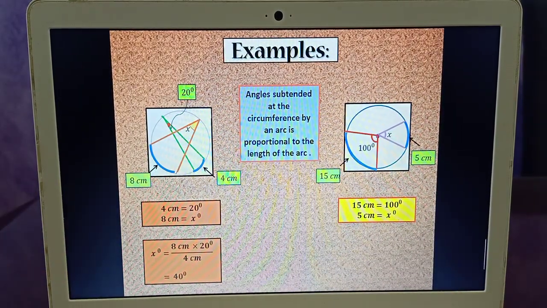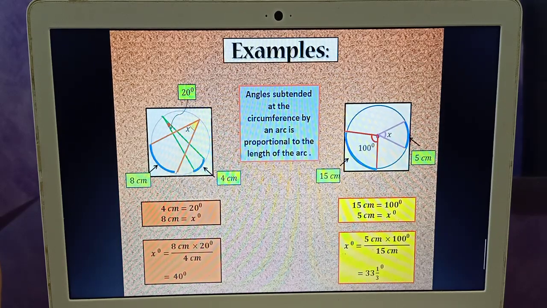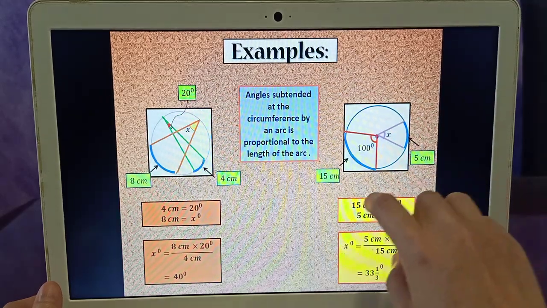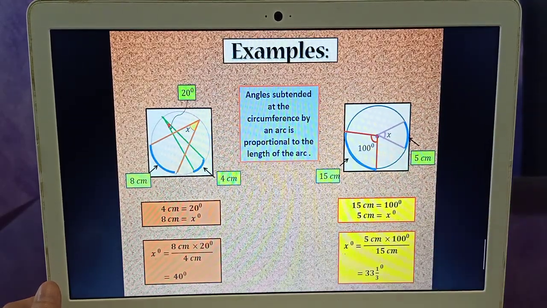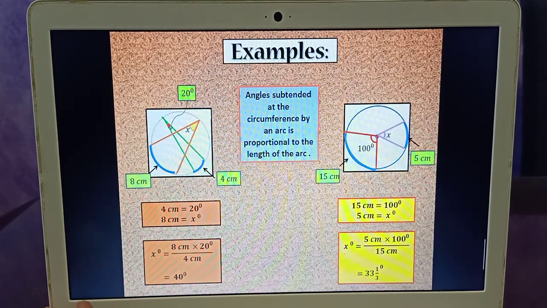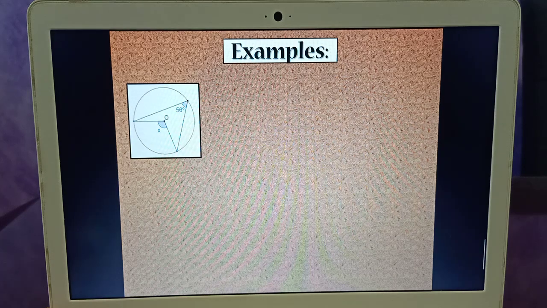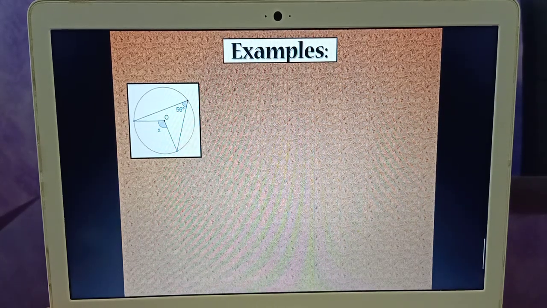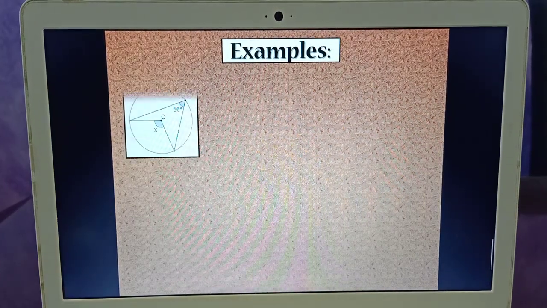So to get the answer, we need to get x equals 5 cm times 100 degrees divided by 15 cm. So you get the diagonal here, 100 degrees times 5 cm, and then divide by the leftover, which is 15 cm. So the answer is 33 1/3 degrees. Okay, so we stop here before we enter another example because it's quite long already. Okay, the next one.